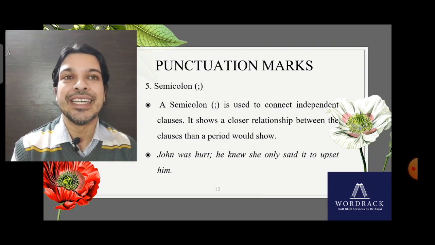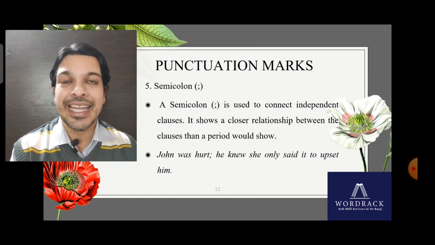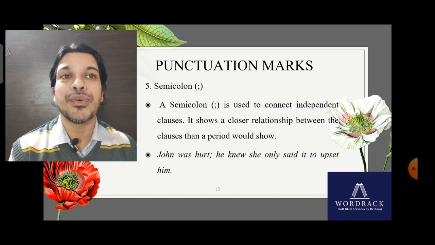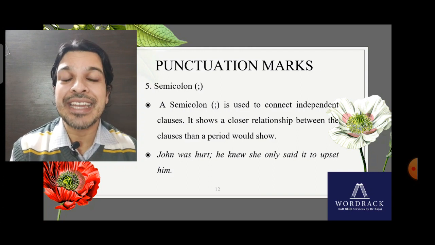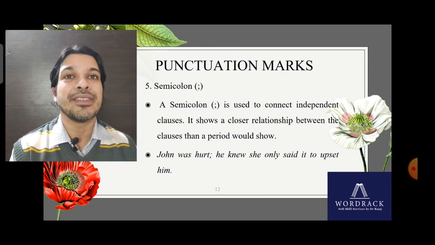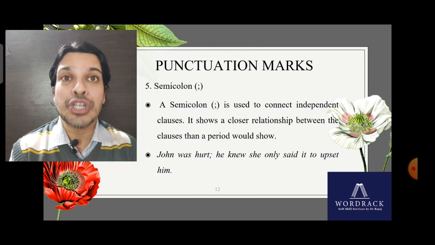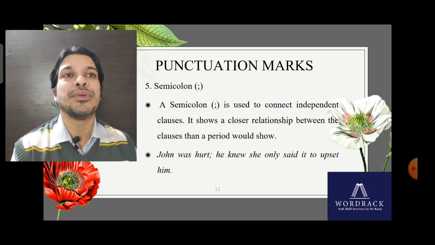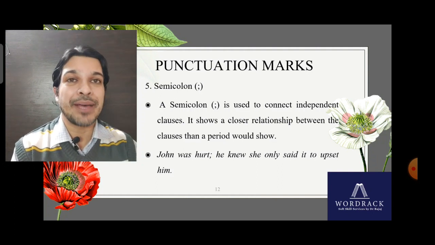John was hurt, and then he knew she only said it to upset him. So both the parts are interlinked. John no doubt was hurt, but he knew that she said it intentionally to hurt him. So these two parts are linked, and with this semicolon we can show that the two parts, two independent clauses, are linked to each other. They have some sort of relationship.